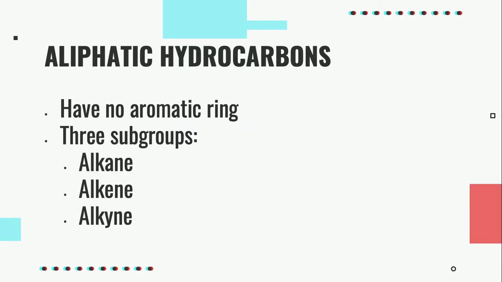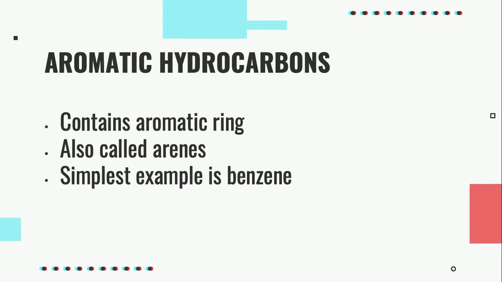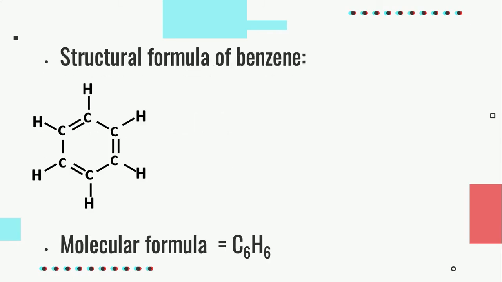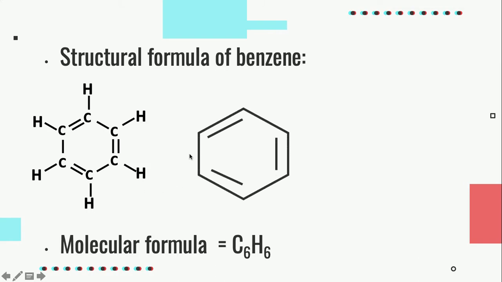As I've mentioned before, aliphatic hydrocarbons have no aromatic ring, and the three subgroups are alkane, alkene, and alkyne. Aromatic hydrocarbons contain aromatic ring, also called arene. The simplest example of aromatic hydrocarbon is benzene. This is an example of structural formula of benzene with molecular formula C6H6 because this structure has 6 carbon in total and 6 hydrogen in total. This is how you draw the skeletal structure of benzene.